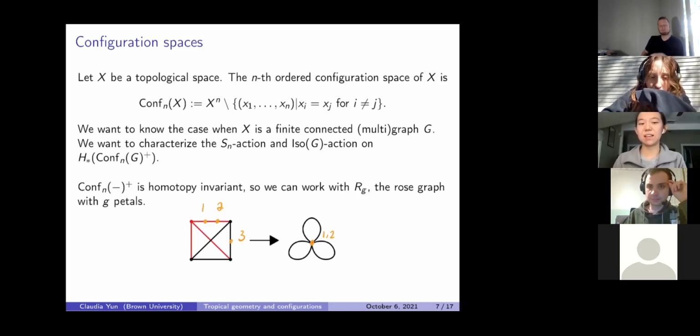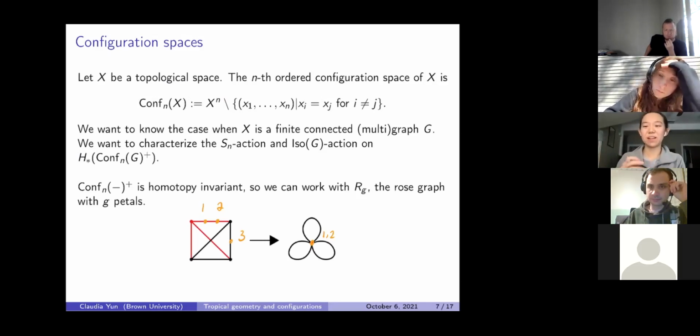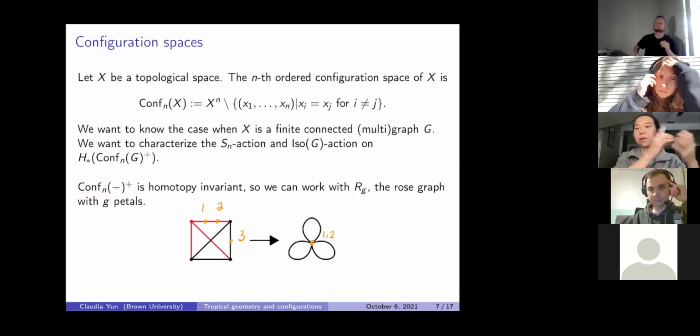So we can let the points collide, but whenever they collide, we're just gonna throw it to the point at infinity. Because now we have this waste collector, we are able to make this homotopy invariant, because whenever you have a collision, you just throw it to the point at infinity.